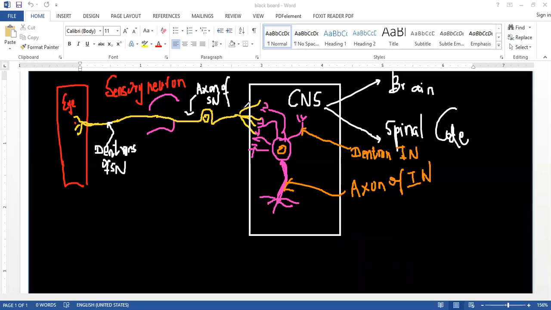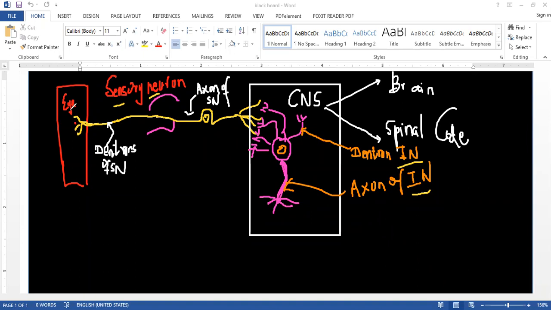Okay, then fine. Then this is the axon of this interneuron. And this neuron is called what? Interneuron. And this is the sensory neuron, right? The message comes from the eye, or it could be the tongue, or the ear, it could be the skin, or it could be the nose.